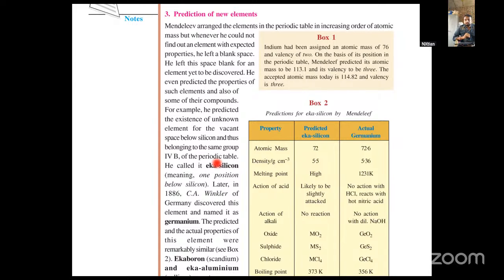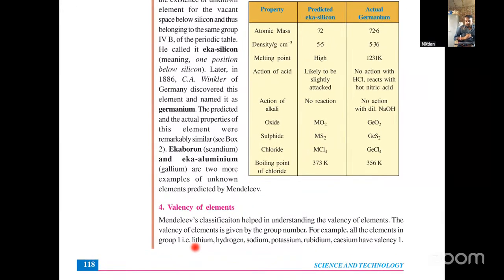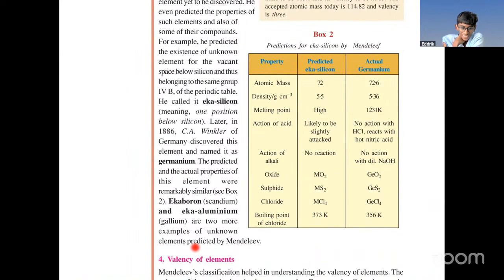And he also left one place for eka boron, and the eka boron was scandium. So in his time he left that place, eka boron, but now that eka boron is basically scandium. Eka aluminium is called gallium. Eka means one. See, ek means one, no? So eka means one position below. Did you understand?